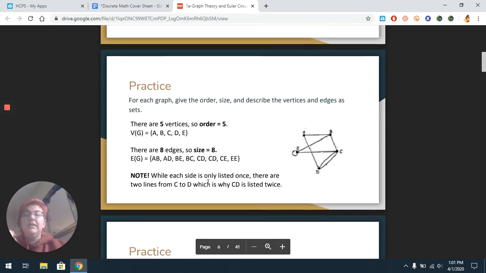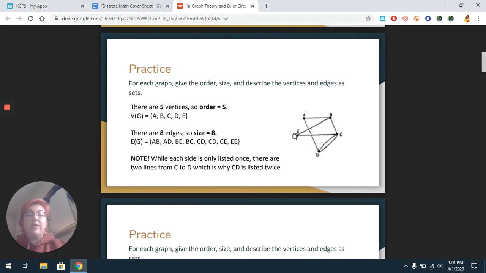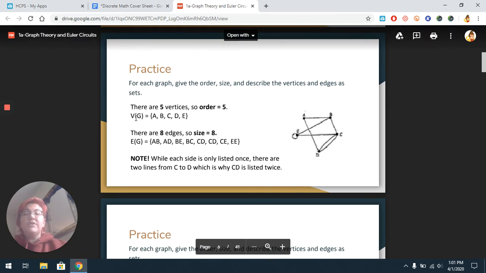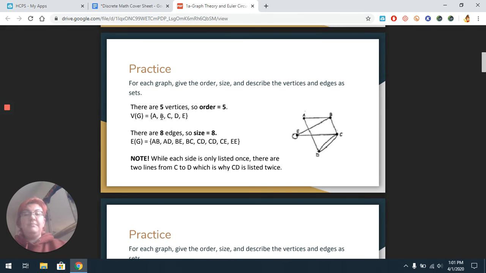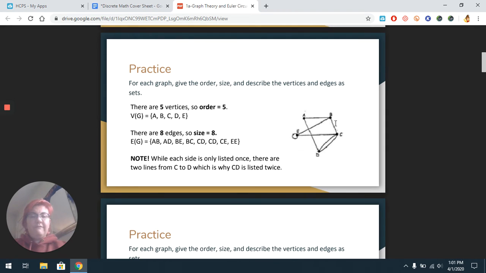All right, so let's look here. Well, I've got 1, 2, 3, 4, 5 vertices, A, B, C, D, and E. So my order is 5. And my vertex set, V of G, is A, B, C, D, E, separated by commas. I've got 8 edges. Let's check. 1, 2, 3, 4, 5, 6, 7, and the loop makes 8. All right, so my size is 8.